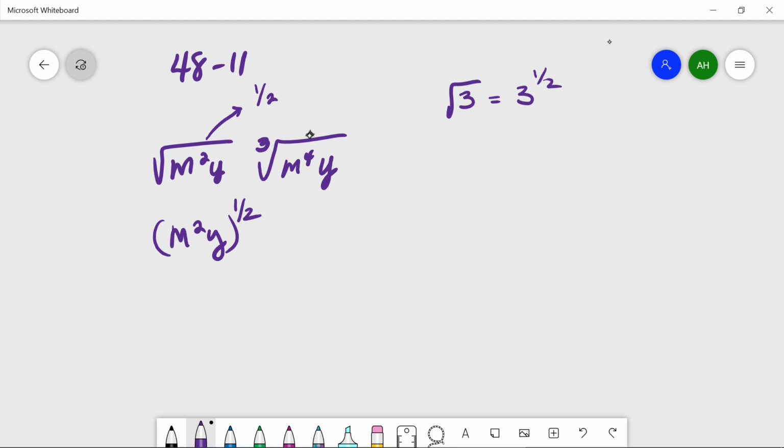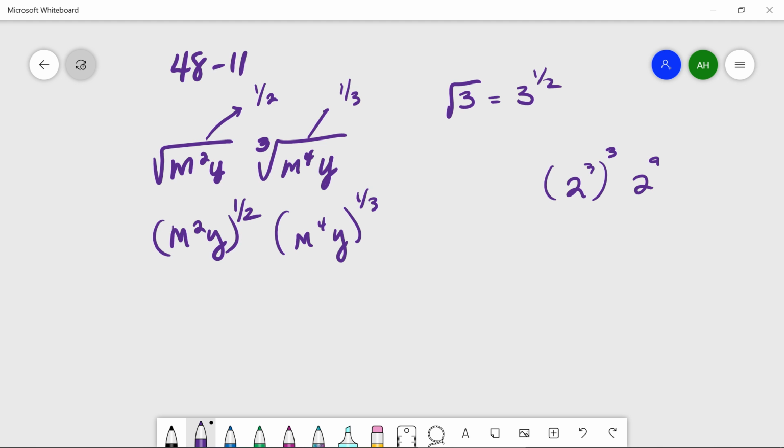And this in here is a cubed root, so this is going to be raised to the 1/3. So now I'm going to have m to the 4th y raised to the 1/3 power. Now remember, when we have an exponent, say 2 cubed, and we raise that to another power, we multiply these. So this would wind up being 2 to the 9th, right? When we raise an exponent to another power, we multiply them.